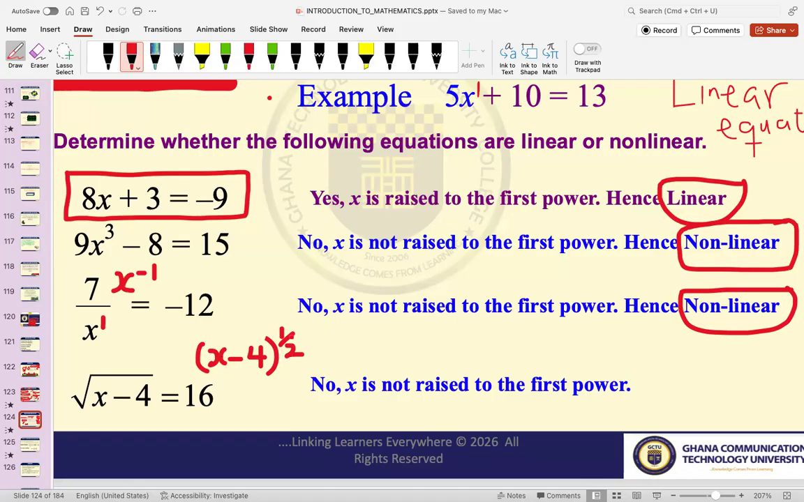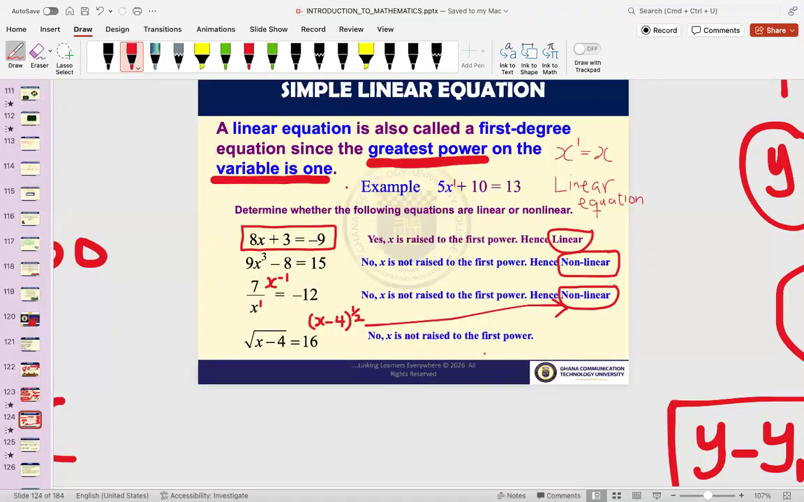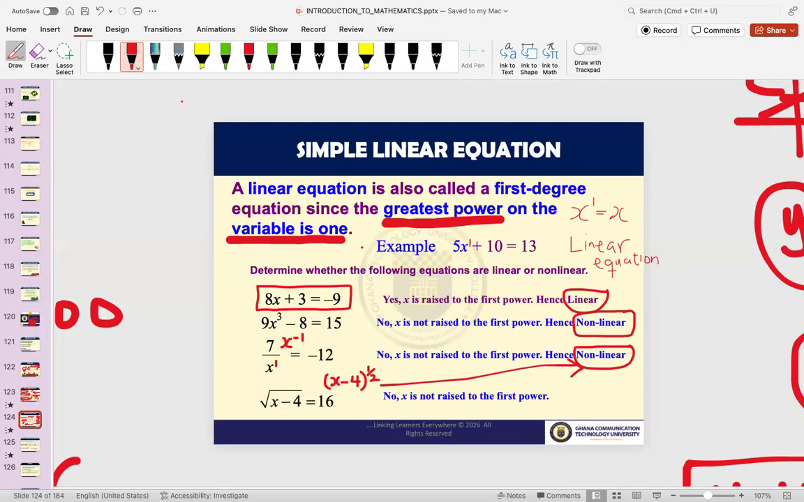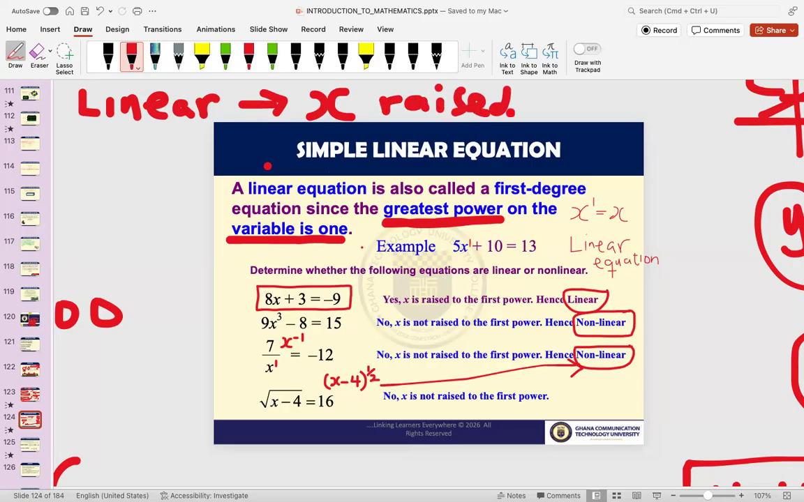So x raised to the power half is not a line. So this is also non-linear. In other words, there are 2 types of equations. The first one is what we have started doing today. The first type is called the linear equation, where always x or any variable is raised to the power 1 and not any other number.